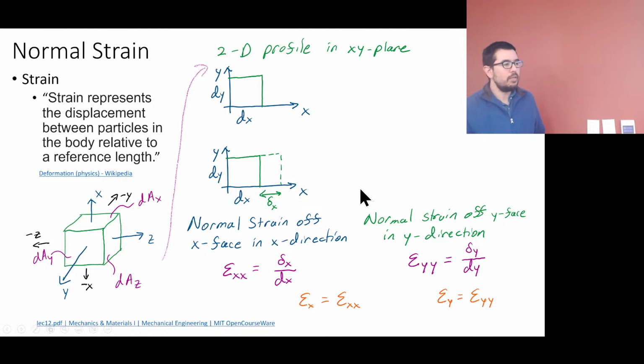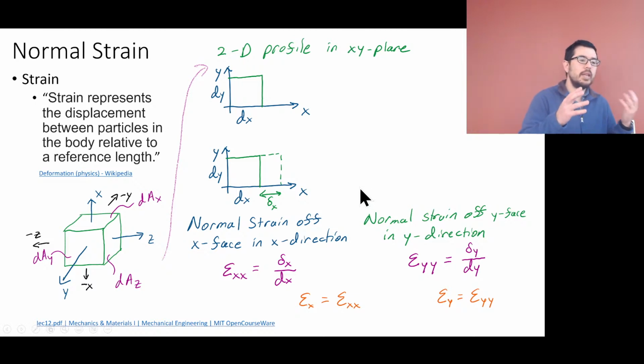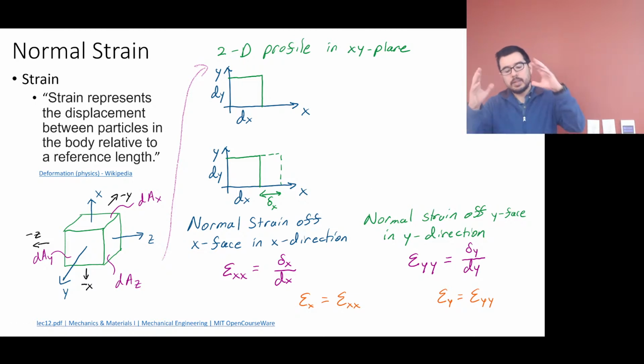Now, you could have translation. Again, if you want to take a look at some of the extra notes, go for it. You can have translation with no strain, with no deformation. That is possible. And in a second, you can also have shape change with no normal strain as well. That's what shear strain is going to be, but we'll get there in a second.